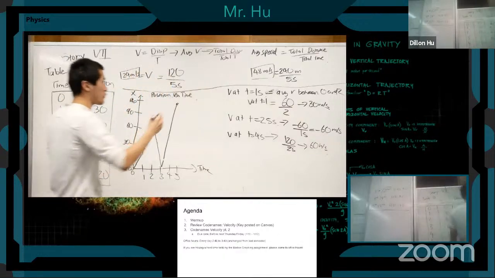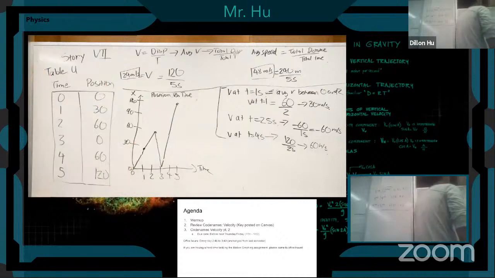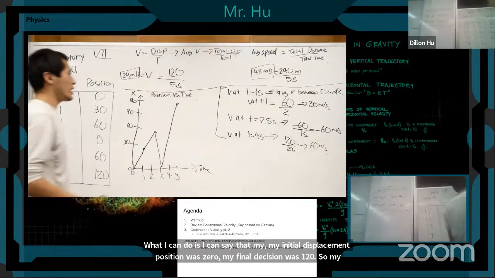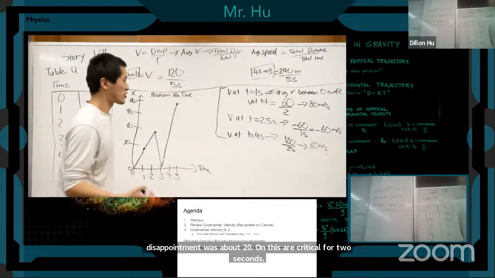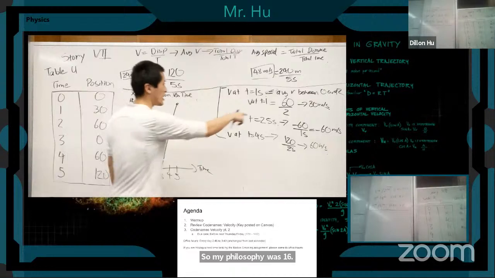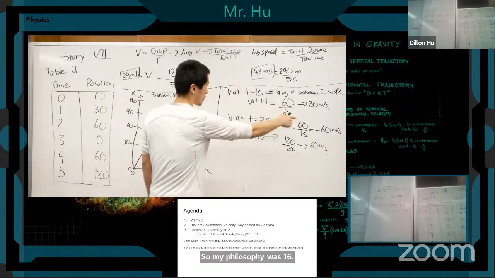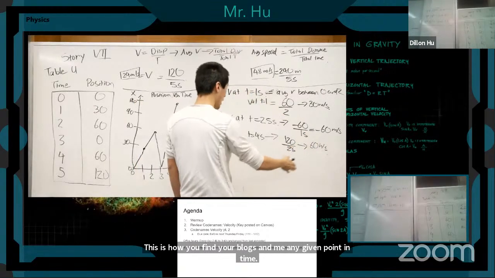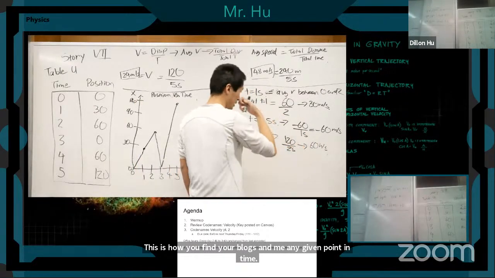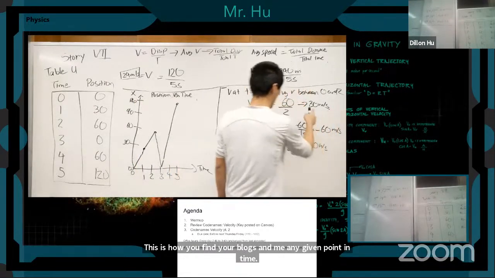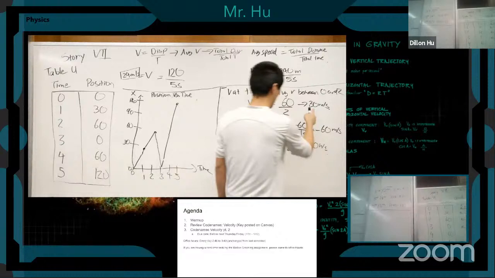So this is how you find your velocity at any given point in time. If I want to figure out my speed, speed is basically our velocity, but the thing you should remember is that speed can never be negative. So our speed here is also 30, our speed here is positive 60, and our speed here is 60 again. So our speeds are 30, 60, 60, while our velocities are 30, negative 60, 60.